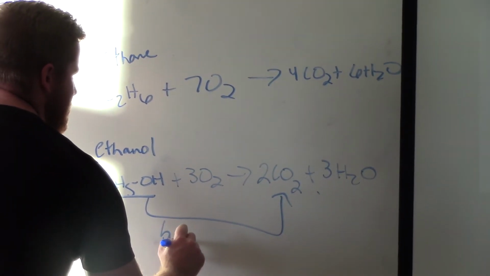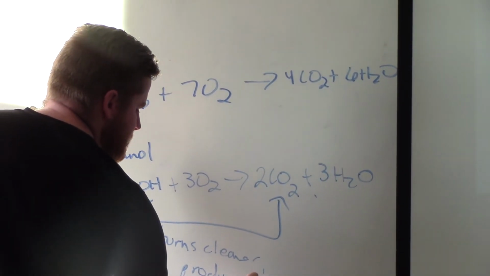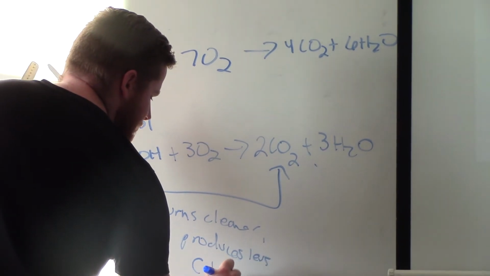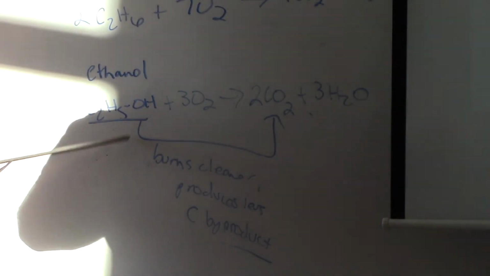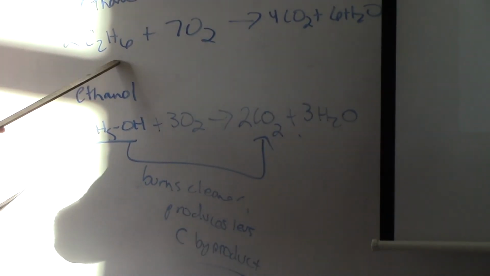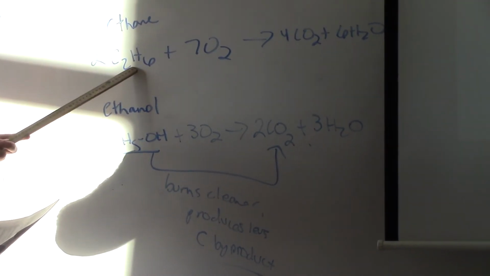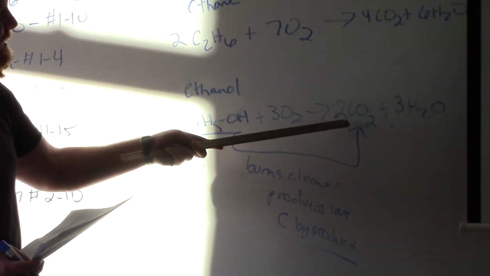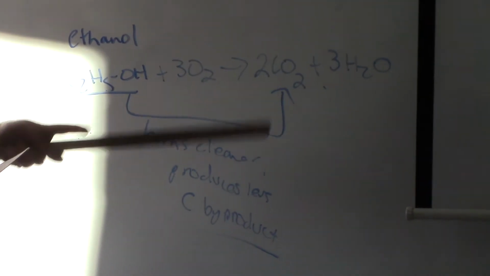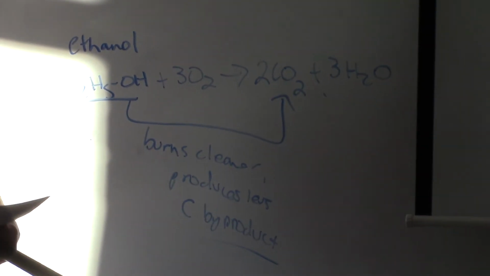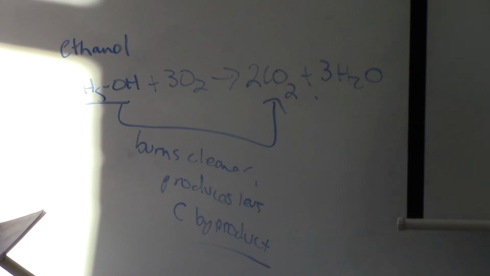It burns cleaner and produces less carbon byproduct. The more oxygen available in the molecule itself will make 4 CO2 molecules for every ethane burned here, but only 2. So adding alcohol to a feedstock fuel helps reduce the amount of carbon byproduct that we produce as waste. That's why we want to have lots of oxygen available when we burn things, because it burns cleaner and has less carbon byproduct. Okay?